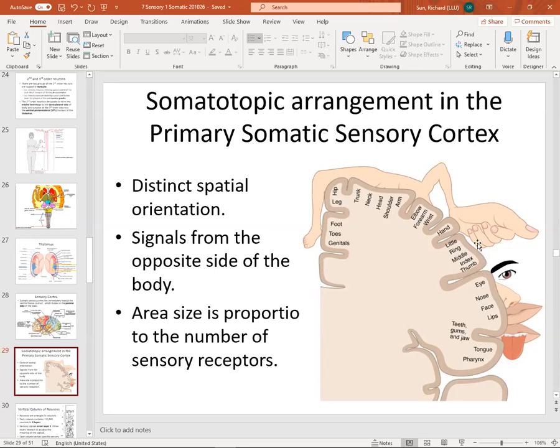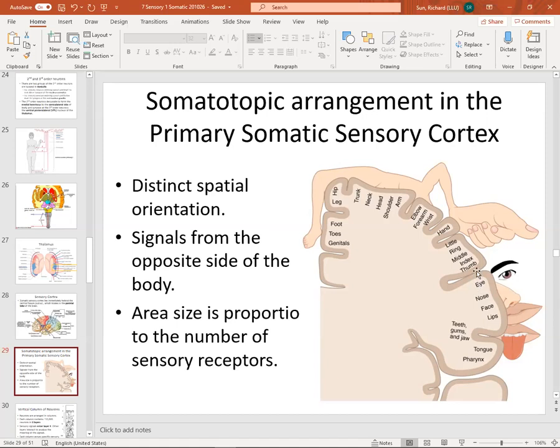So we are very good at hand touching, and also lips. It could be talking, right? It could be eating. And the eye also has some sensory. It's not vision, but our sensory in this area also has a lot of receptors.